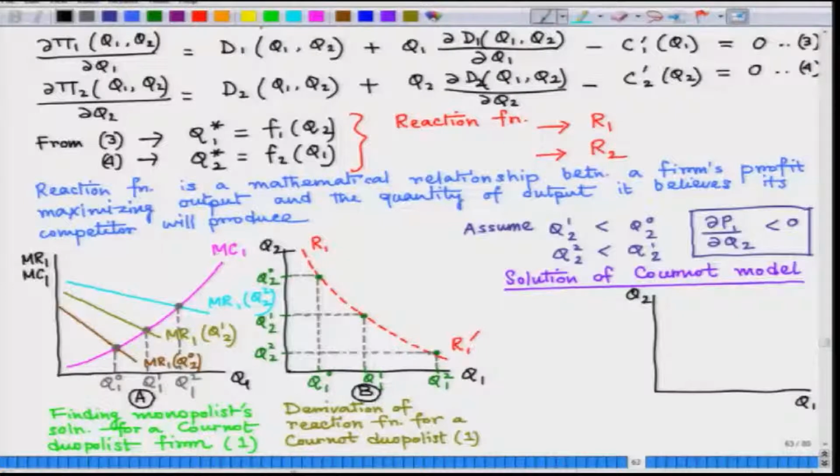If we follow the same procedure, we can also derive the same reaction function for firm 2, or duopolist 2, but this reaction function for firm 2 will have a different slope and different intercept, needless to say. So, now let us plot this reaction function for duopolist 2 and try to find a solution of this Cournot model. Now, we are going to draw two reaction functions in such a way that they intersect with each other. That intersection is required to find a solution of the Cournot model, and we will see why.